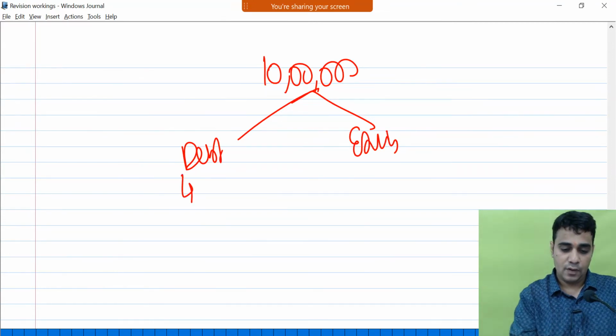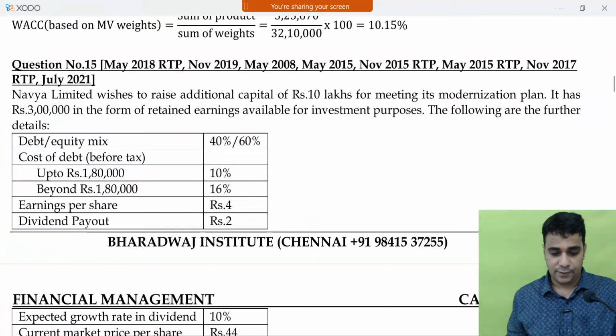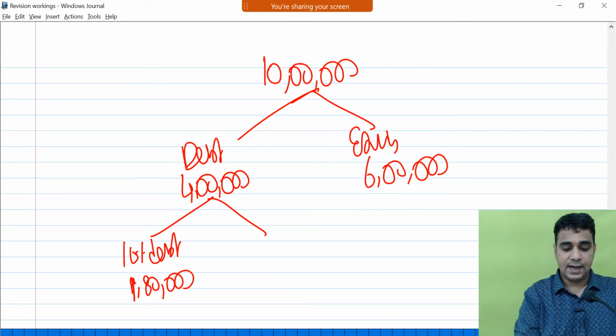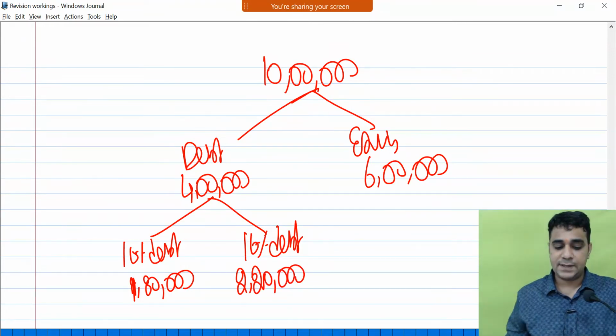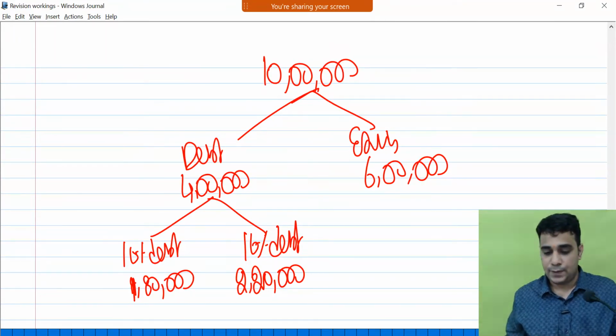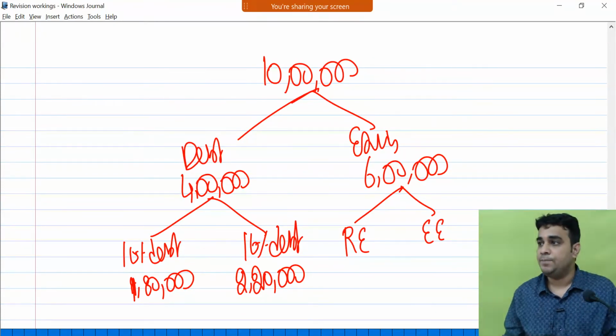Debt is 4 lakhs, equity is 6 lakhs. In the debt side, I have a further breakup. There are two types of borrowing. One is 10% debt, which is 1 lakh 80,000, and another 16% debt, which is 2 lakh 20,000. And this is retained earnings and external equity.